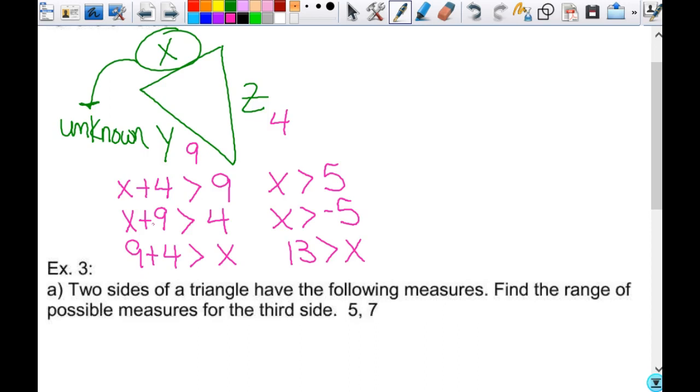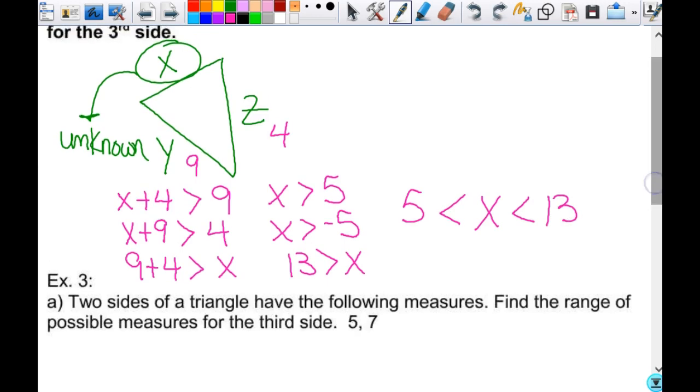Okay, so now that I have this, I want to put it all in one inequality. If X has to be greater than negative 5 and greater than 5, doesn't it just have to be greater than 5? Right? And it has to be less than 13. Now, how can I get the numbers 5 and 13 from 9 and 4? This is 9 plus 4, right? And then 9 minus 4, right? So that I can subtract in any order, X has to be less than Y plus Z, and it has to be greater than the absolute value of Y minus Z, because those could be anything.